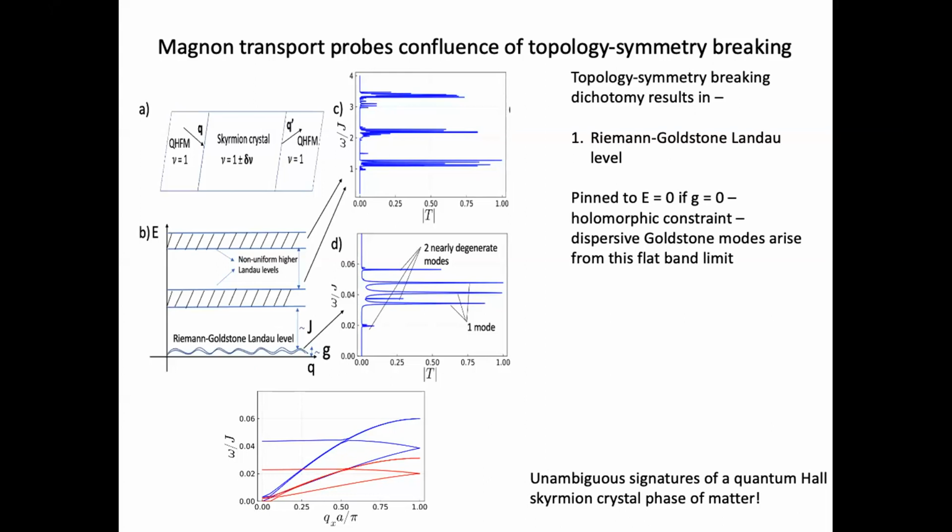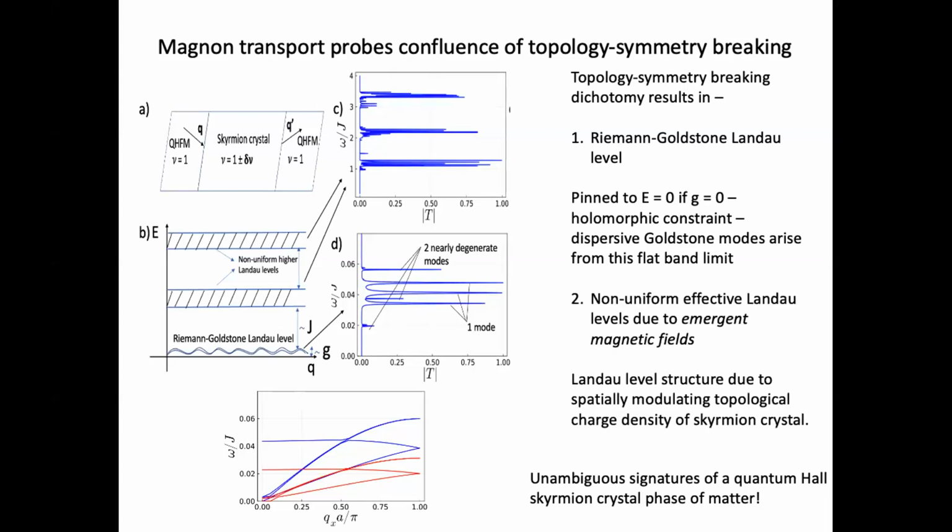And because of this magnetic field picture, the higher levels you get are non-uniform Landau levels. Landau levels because of magnetic field, emergent magnetic field, non-uniform because the topological density is not just constant, it's a modulated topological density, right? And so you get this structure, and turns out you can infer this very nice structure exactly from the transmission spectra.